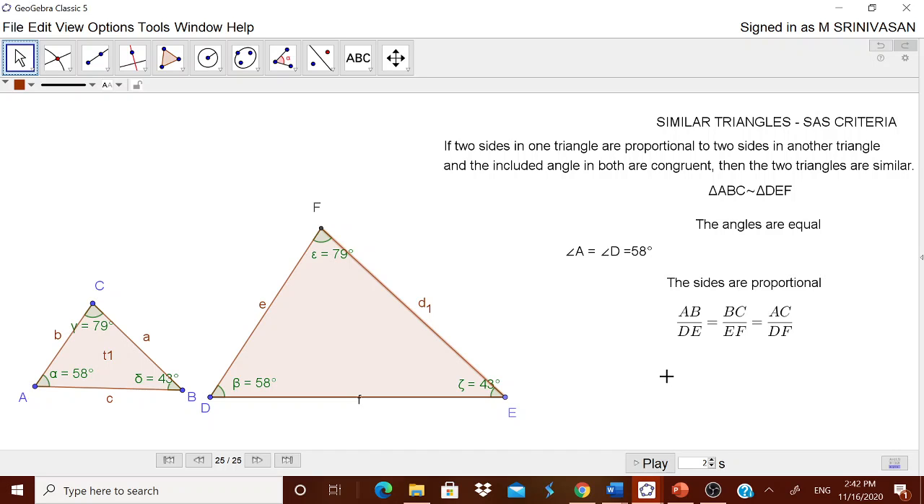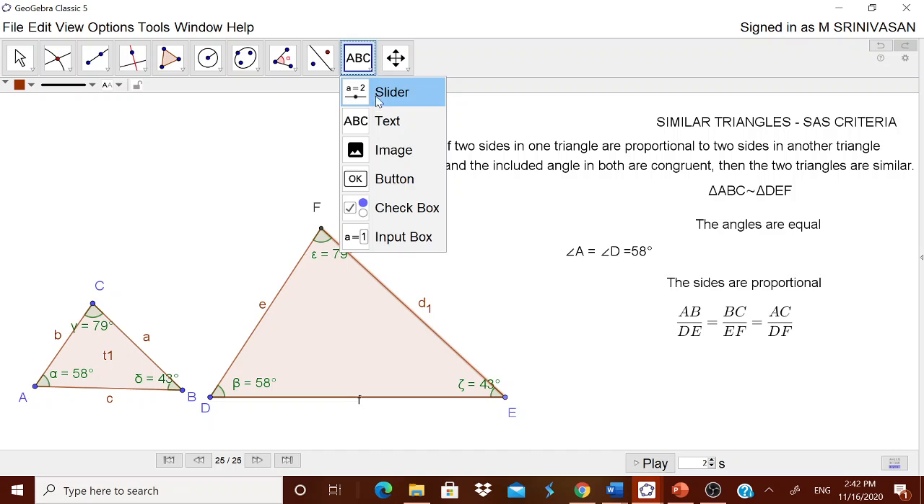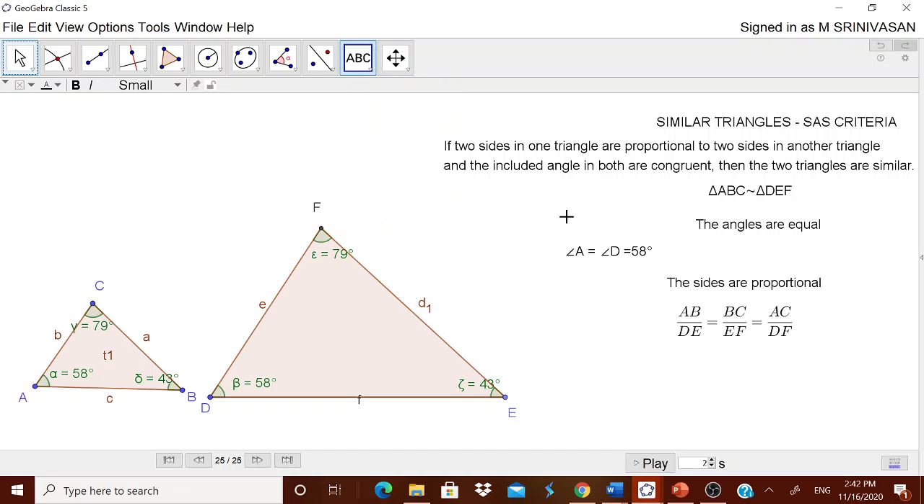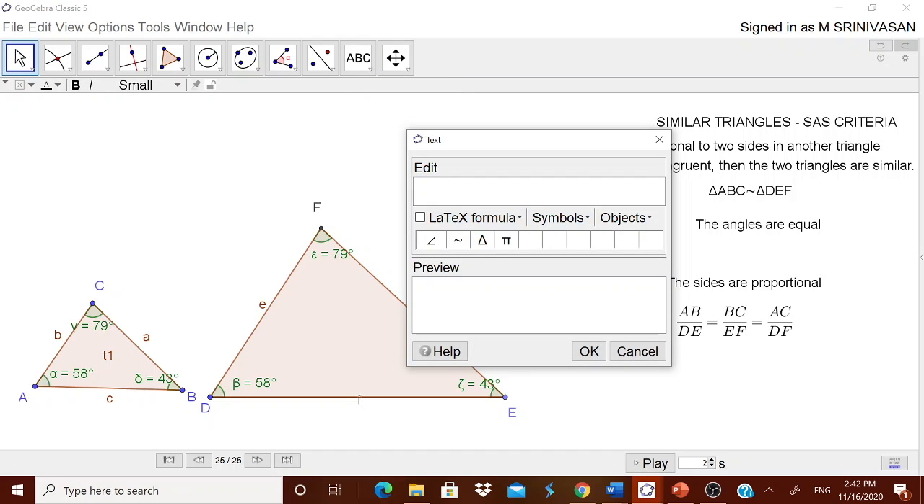Okay, now how to tell that the sides are proportional? It's very simple. C by F. Therefore, go to this text. Then you type over here latex formula, roots and function A by B. In place of A, delete it. From the object, you select C. And in place of B, you select F.